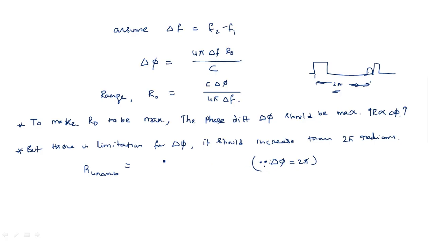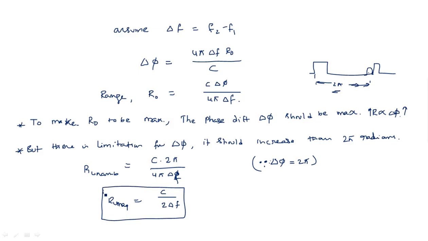So what is the maximum distance that we can measure using this method? c into 2 pi by 4 pi delta f, which is equal to c by 2 delta f. This is the maximum unambiguous range we can calculate using this multiple frequency CW radar. I hope you understand.